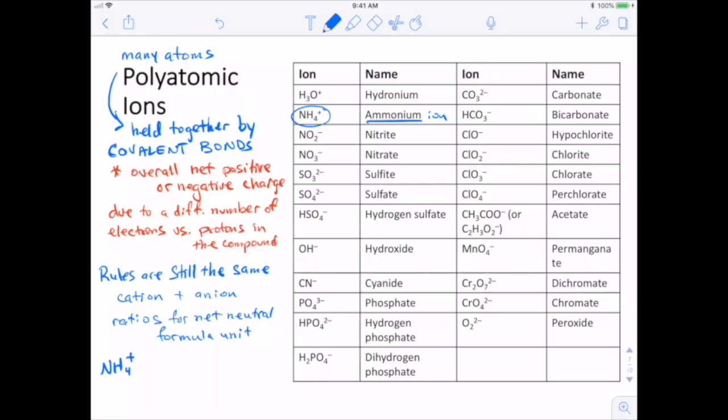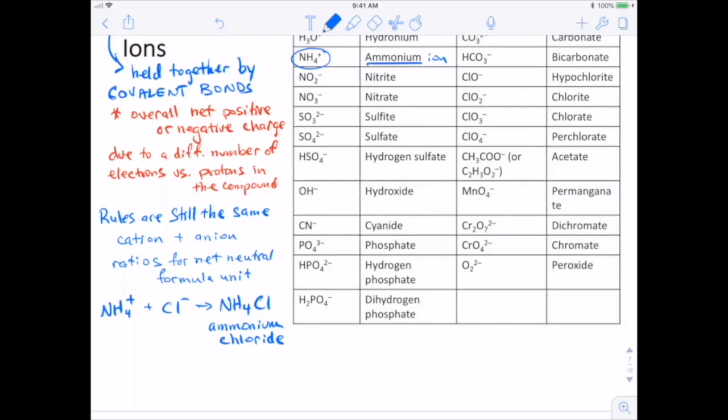NH4+ has a single plus charge, right? We can combine that with the chloride ion, and we would make what we call ammonium chloride. We could take our sodium ion that we've already looked at and combine that with the sulfate ion, a polyatomic ion, right? That would be SO4 2-.